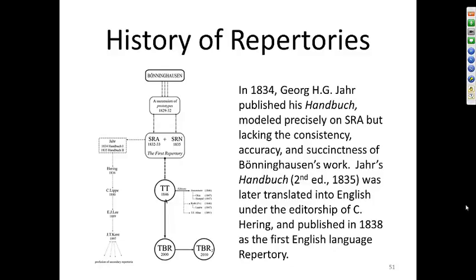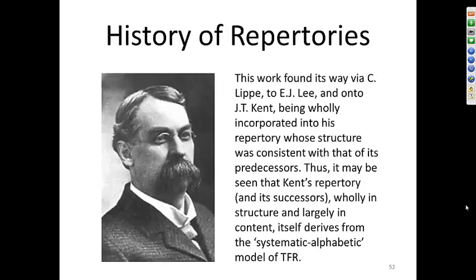So remember, in the United States and everywhere else where people are reading English, the first repertory they have is not the actual Bönninghausen repertory, it's the transliteration of that through Jahr's work. And then that work eventually finds its way to Constantine Lippe, Adolph Lippe's son, and then to Edmund Jennings Lee, and then on to Kent. Okay, and Kent wholly incorporates that repertory, with the structure which is consistent with the predecessors, and really just begins to add information from that. Okay, but you can see that Kent's repertory originally derives from that systematic alphabetical model of the first repertory, which was the combination of the SRA and the SRN.